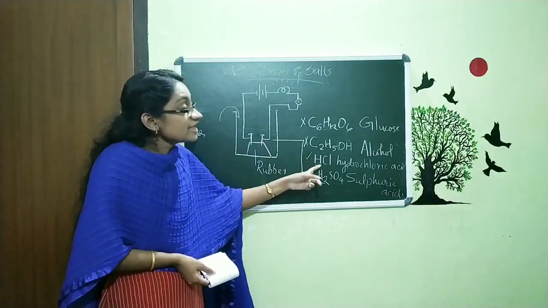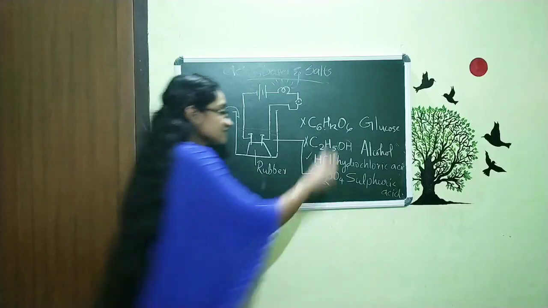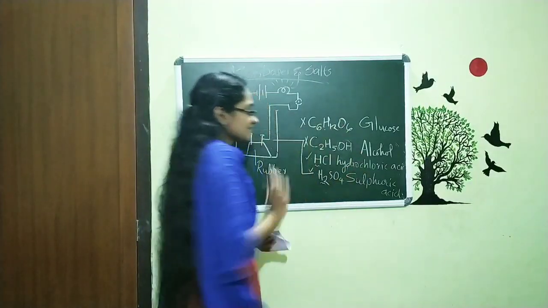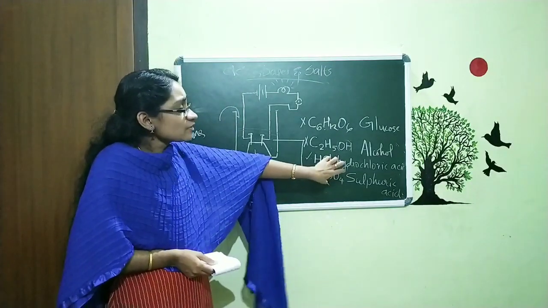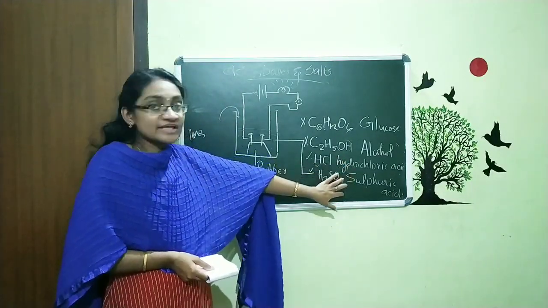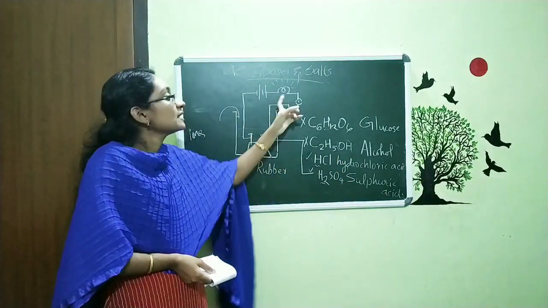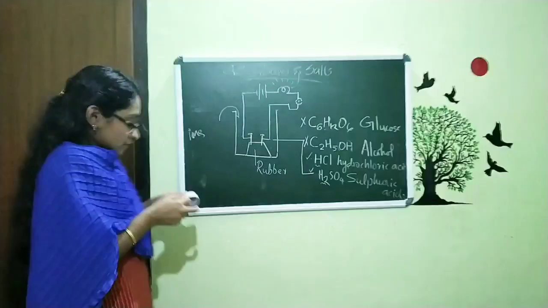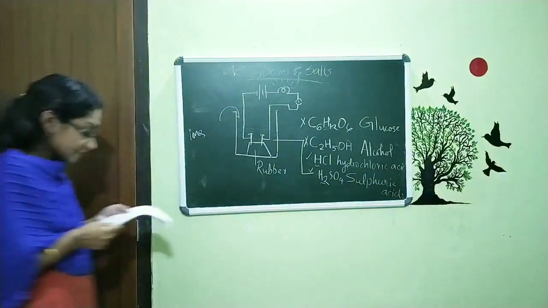Why is it incomplete? Because no free ions are present. And when we talk about the acids, here we selected hydrochloric acid and sulfuric acid, two samples. They have free ions and that's why the bulb glows. So this is the thing about this experiment. I hope it is clear.